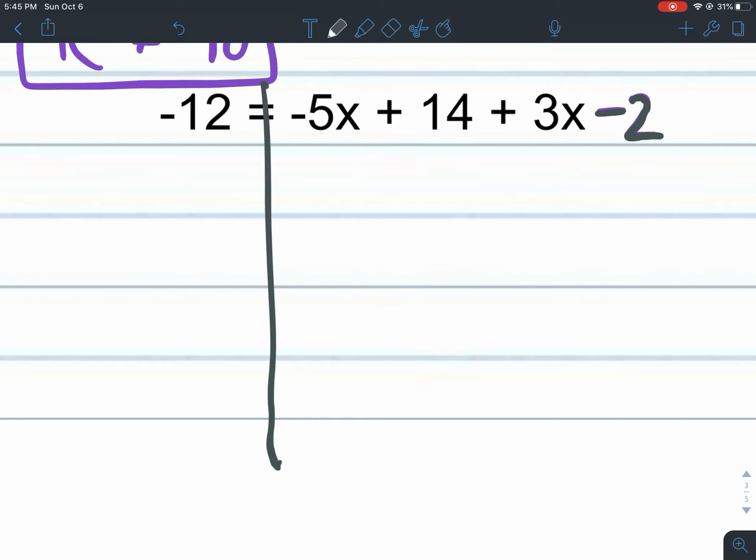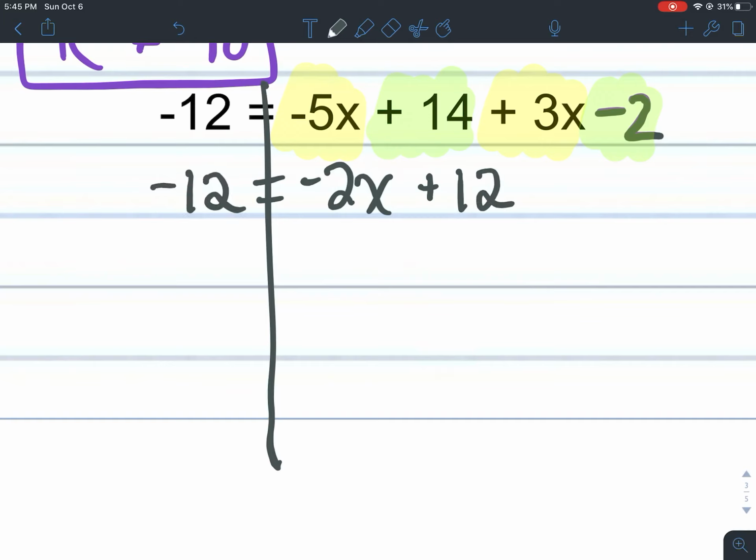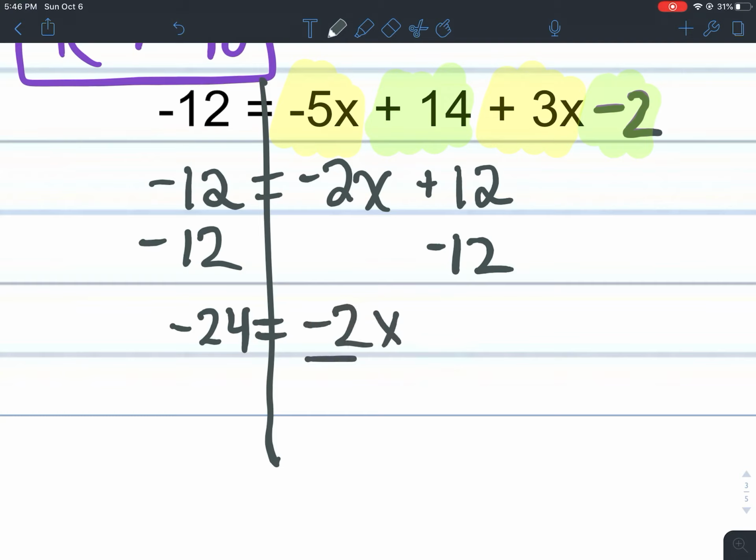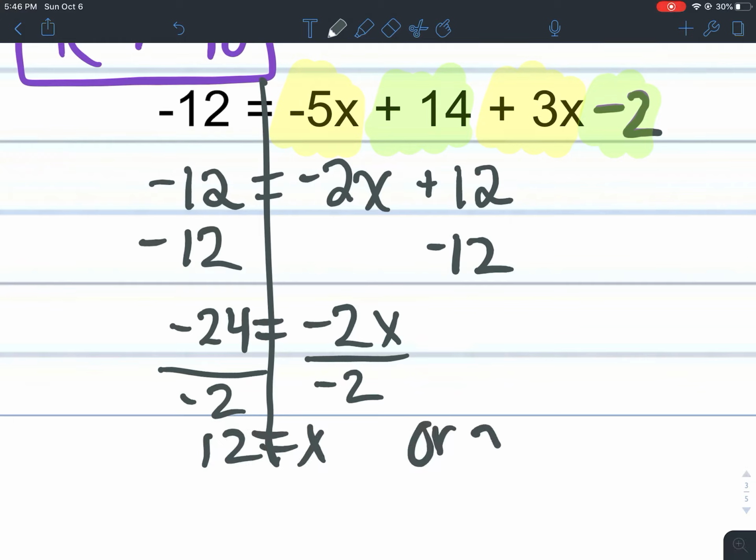I'm going to draw a line, and then I'm going to put together these two terms. Then I'm going to go ahead and combine my like terms, so that's negative 5x and 3x, and negative 5x plus 3x is negative 2x. And then 14 and negative 2 is 12. So we would just combine our like terms initially, and then we can go ahead and subtract 12, that's negative 24 equals negative 2x. And then we would just divide off the negative 2. So you get 12 equals x, or of course x equals 12. It's the same thing. Okay?